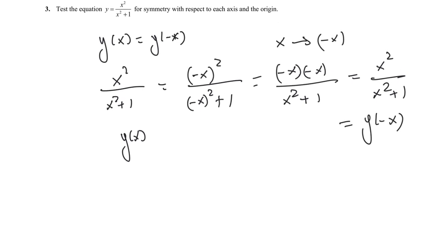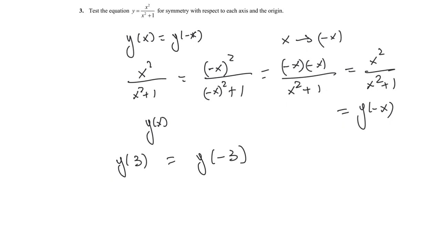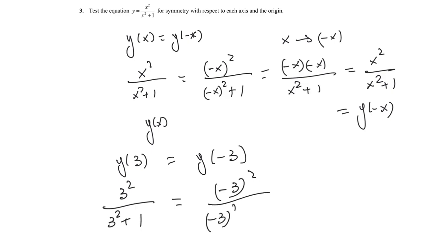You can plug in: y of 3 will be equal to y of minus 3. Yes. y of 3 is 3 squared divided by 3 squared plus 1. And y of minus 3 is minus 3 squared divided by minus 3 squared plus 1. But minus 3 squared is 3 squared, and minus 3 squared is again 3 squared plus 1. But this is the same as this. So it happens for every x. So the function is symmetric. Let's go to the next problem.